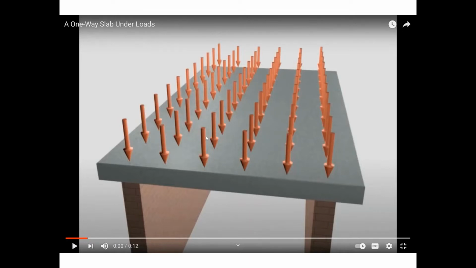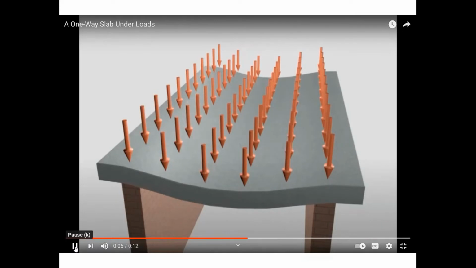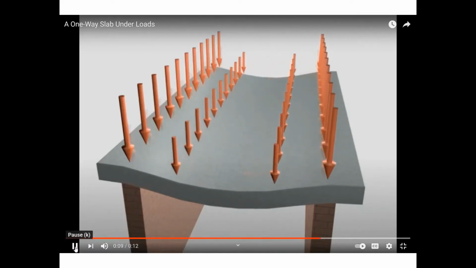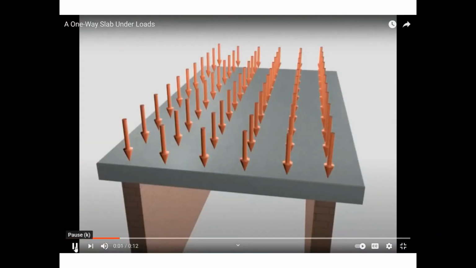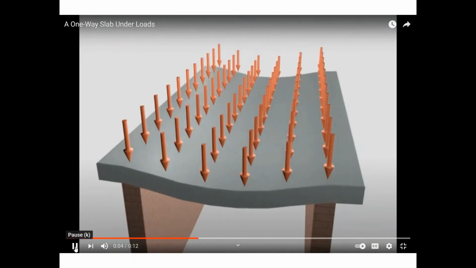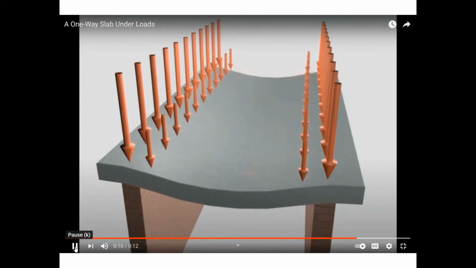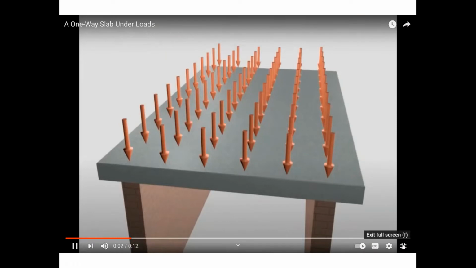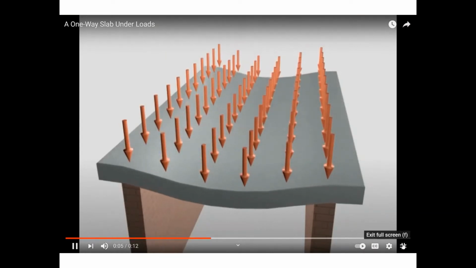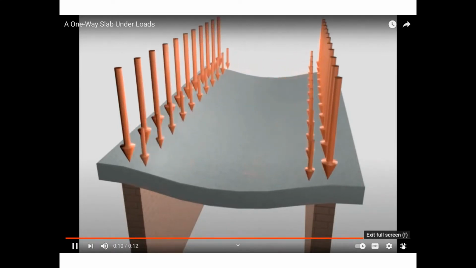Can you watch the arrows? One-way slab is supported along two parallel edges and bends in one direction only. The red arrows show the transfer of the applied loads from the one-way slab to its supports.